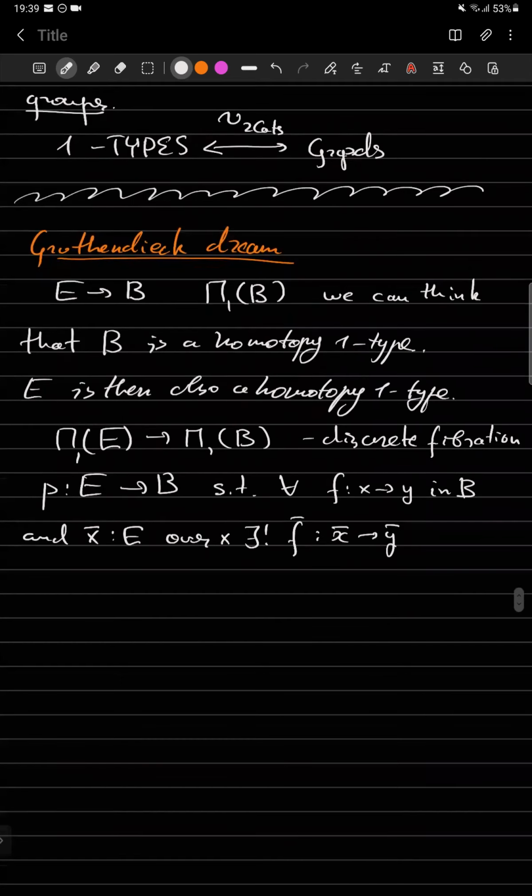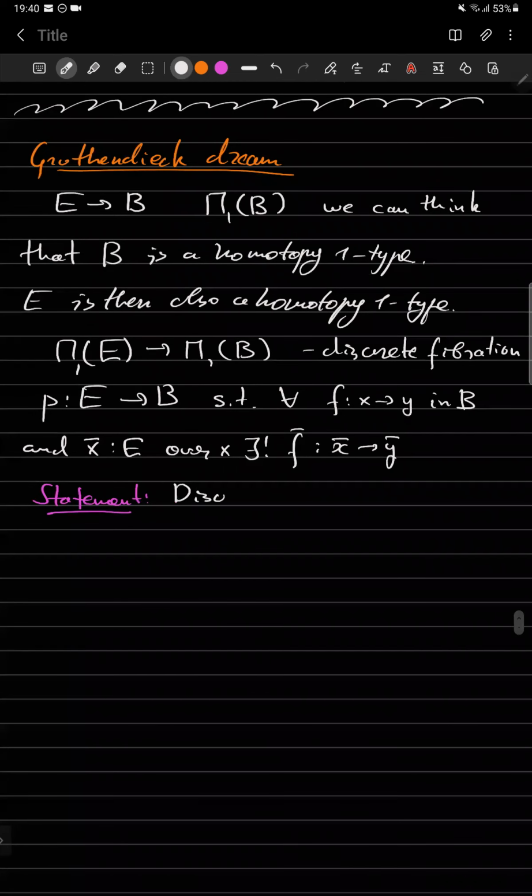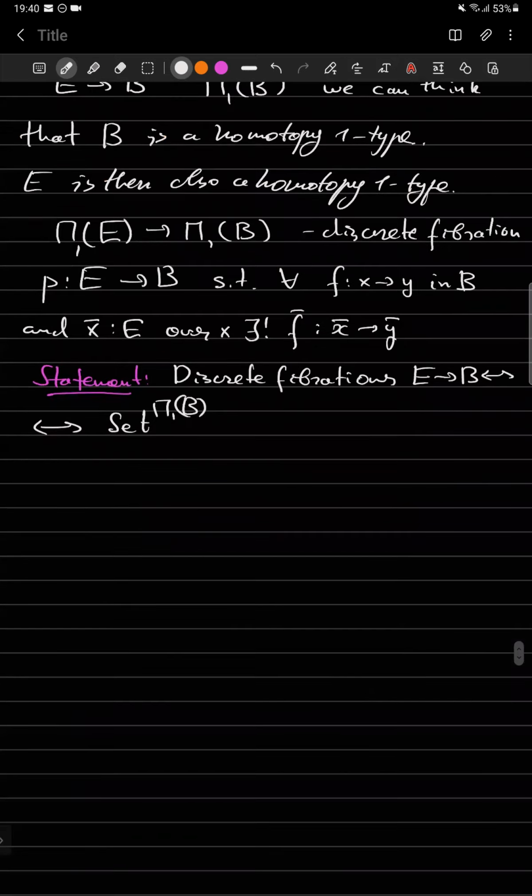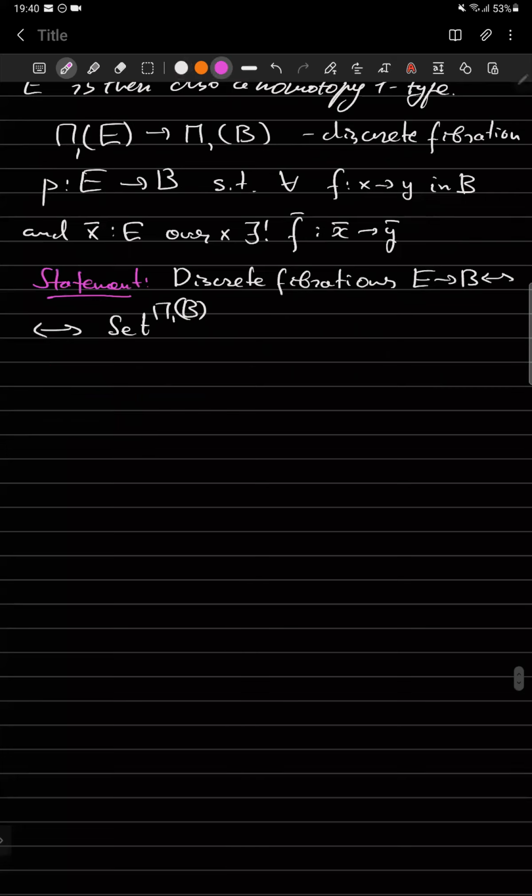So now we get the main principle of Galois theory formulated in the following way. Statement: discrete fibrations bijectively correspond to functors from P1 of B to sets. How do we generalize it to n-types, which is precisely the Grothendieck dream, to generalize this correspondence to n-types? Well, I can sketch a formulation of such a statement.